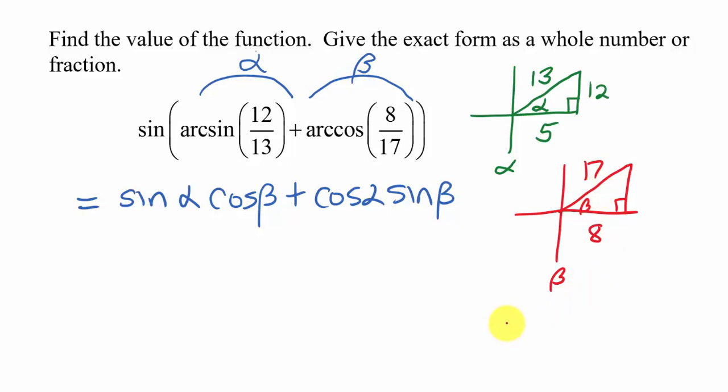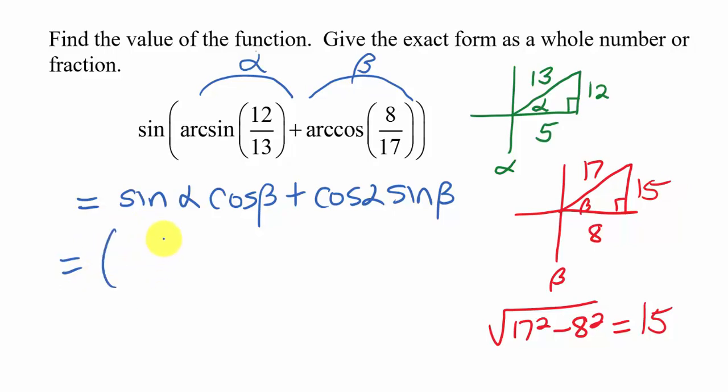So I would find the side I don't have here, the opposite side from beta, by taking the square root of 17 squared, which is the hypotenuse squared, minus the other leg squared, so minus 8 squared. And so that's going to be 15. Okay, so this side is 15. Now I'm ready to go back and work my problem.